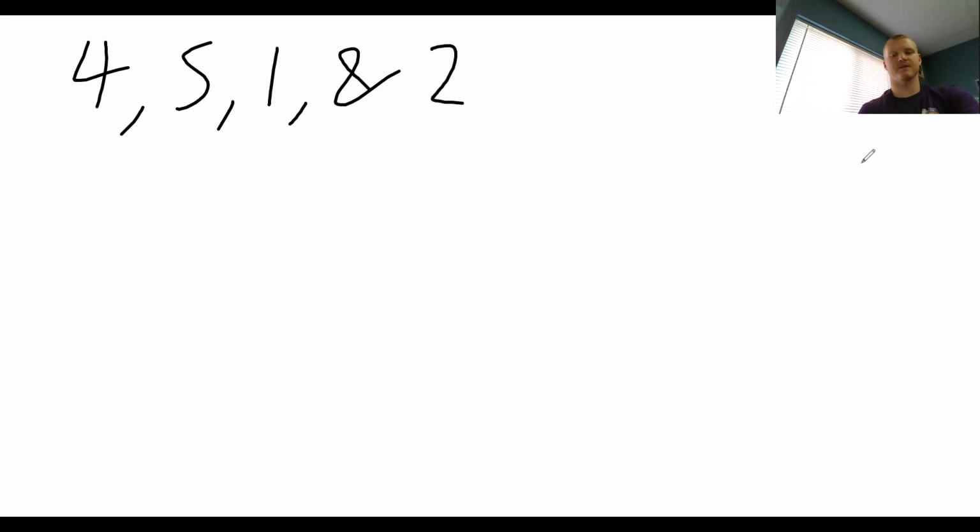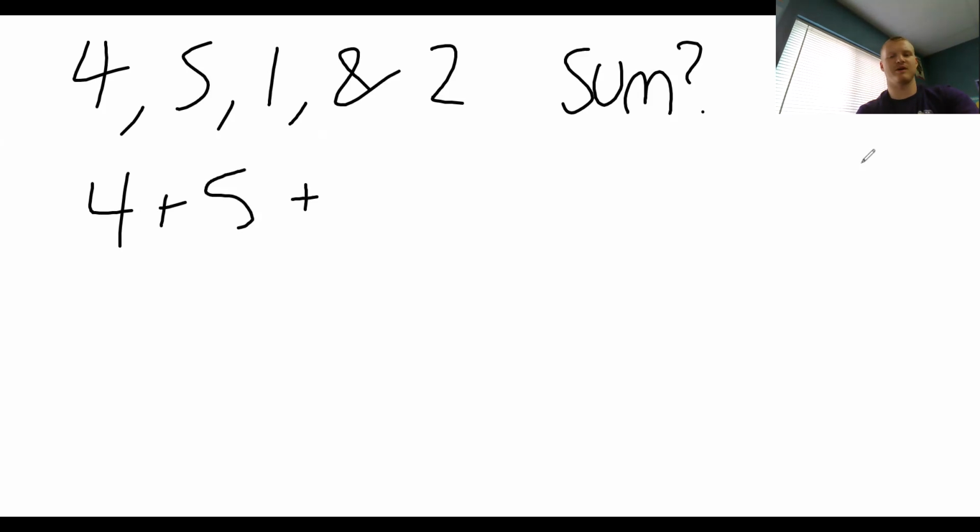Okay. So the same thing, let's do that again. So this will be my second example. Let's do the sum of, let's say 4, 5, 1, and 2. So what is the sum of this? How would I set that up? So take 4 plus 5 plus 1 plus 2, right? So let's break this down. So let's take 4 plus 5 first. That's going to be 9.